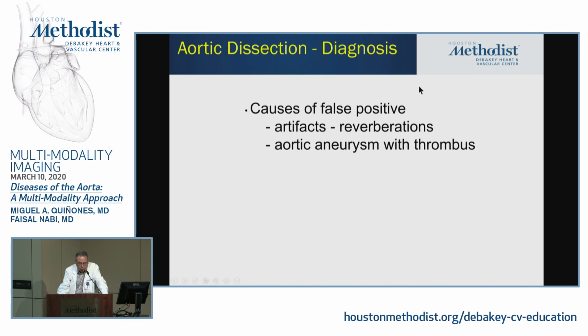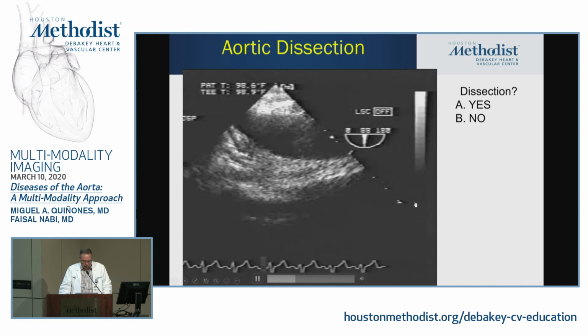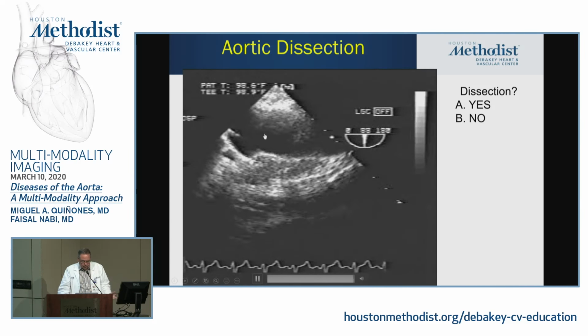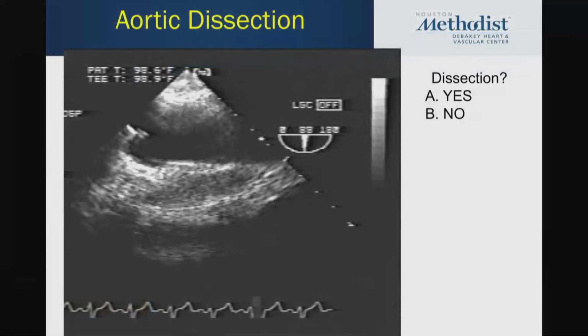False positives, on the other hand, are 90+% most frequently caused by reverberations. Occasionally, a thrombus in an aneurysm might make us look twice and think, gee, could this be a false lumen? But most of the time, it's a reverberation that creates problems. So you see that there? Dissection, yes or no, right?